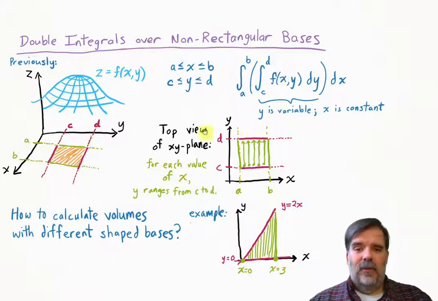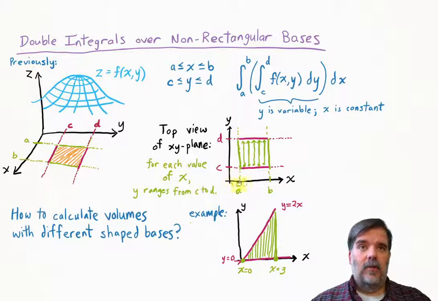Now the goal is going to be to look at different shapes of bases rather than just rectangles. To take a look at this three-dimensional graph from a different point of view, imagine that you were on top of the z-axis and looking straight down at the xy plane. So this diagram over here represents what you might see. The x-axis is varying from a to b, so that corresponds to this. And on the y-axis, we vary from c to d. So that corresponds to this region.